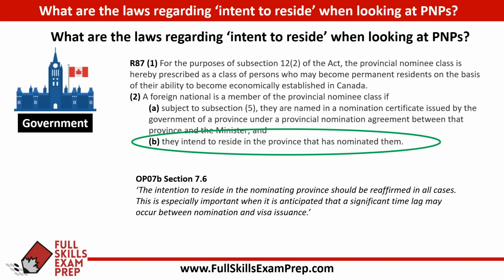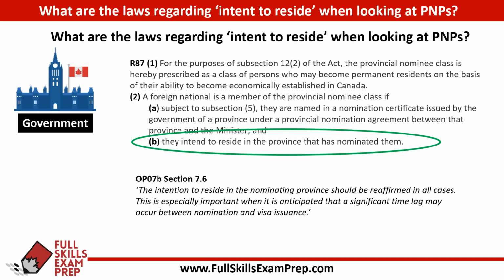Okay, we can see this in OP7B as well. So OP7B, if you have the chance to read it, it's a good one. It's about 10 pages long. It deals with PNPs and the procedures that people go through with PNPs. There are, of course, instructions for officers and that type of thing, but it's pretty helpful. A couple little pieces of information in it are a bit older, but really I think it's a good read, and it's only 10 pages long.